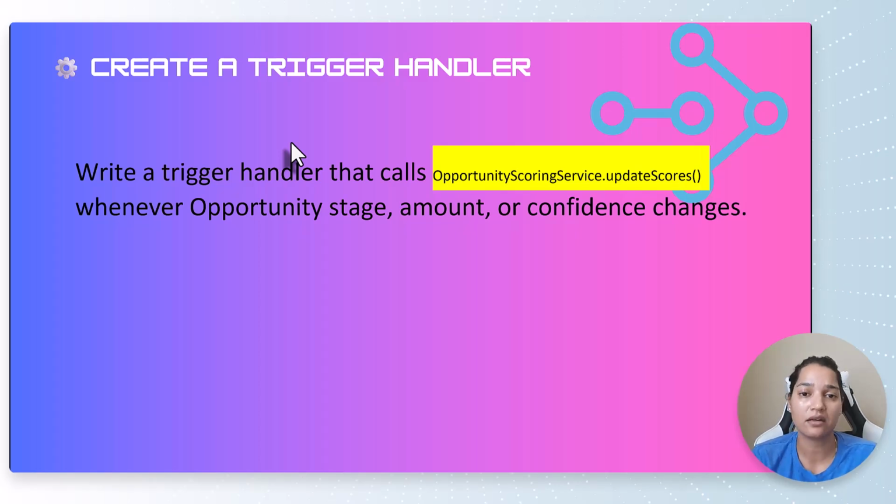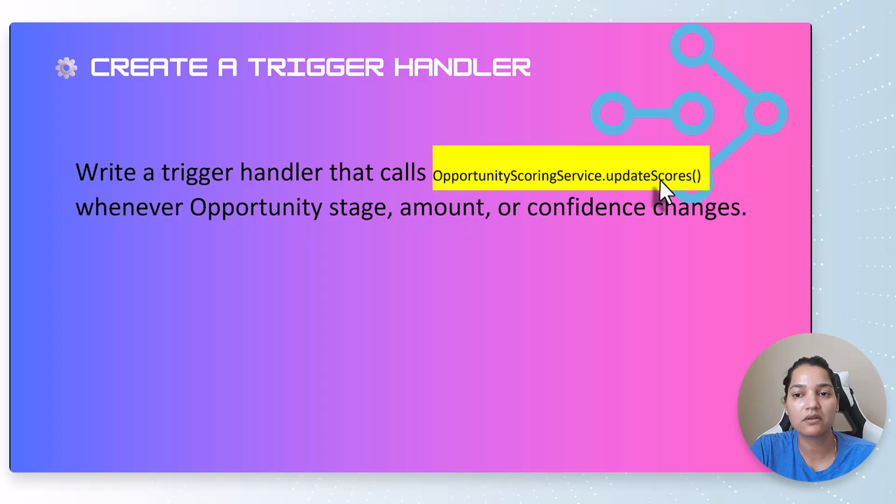and the trigger handler which basically calls this update scores method, which is available on the opportunity scoring service that we created in the last tutorial. And what this does, it basically updates the priority score field. If you remember, it updates the priority score which is available on the opportunity object.